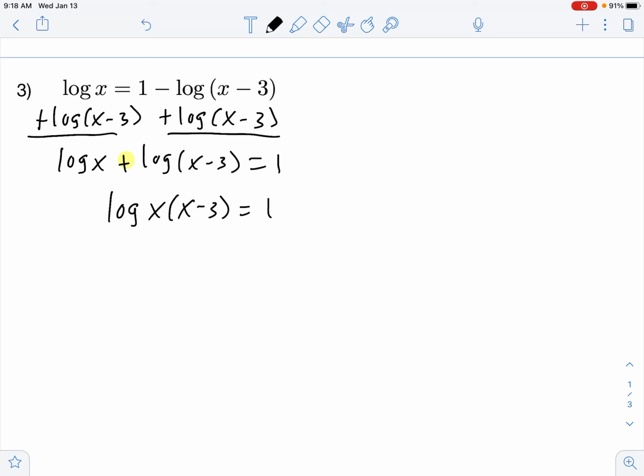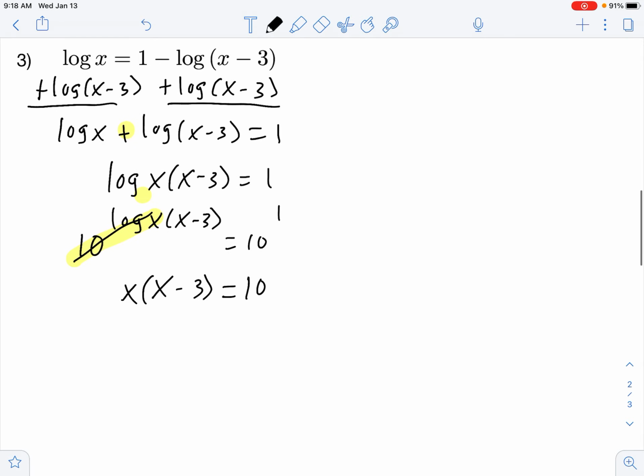And now since they're combined, I have this one log expression. I can go ahead and do the inverse, which would be an exponential of 10. So I'm going to do 10 raised to log x times x minus 3, because remember, what's not written here, we know this is the common log, which is base 10, is equal to 10 raised to the first, which then, that's gone, and it gives me x times x minus 3 is equal to 10 to the first power, which is 10.